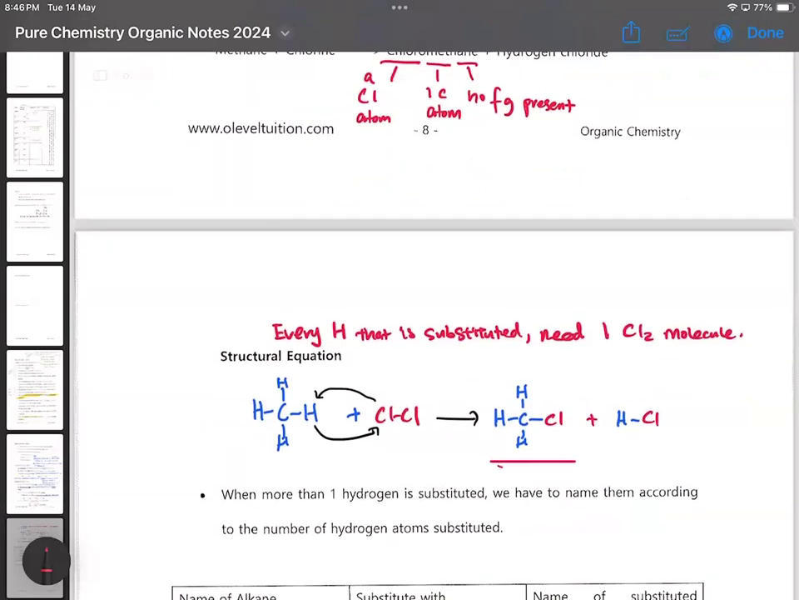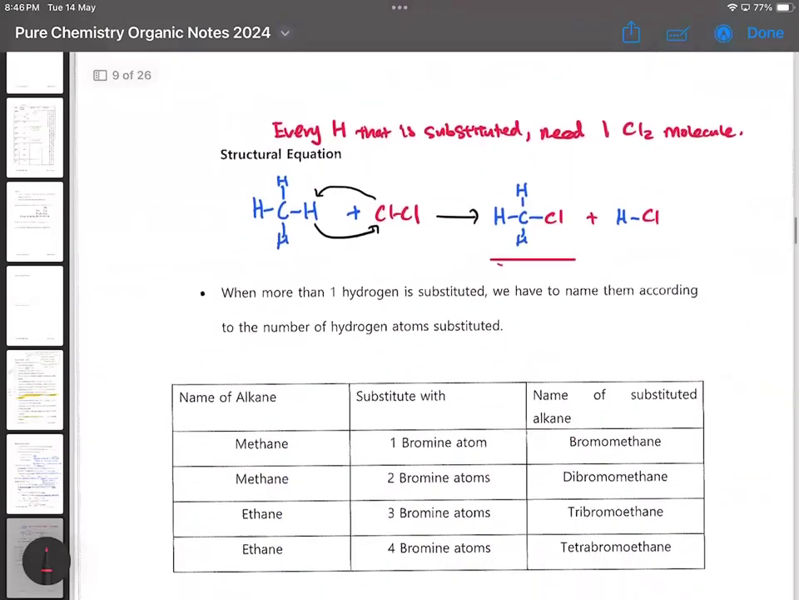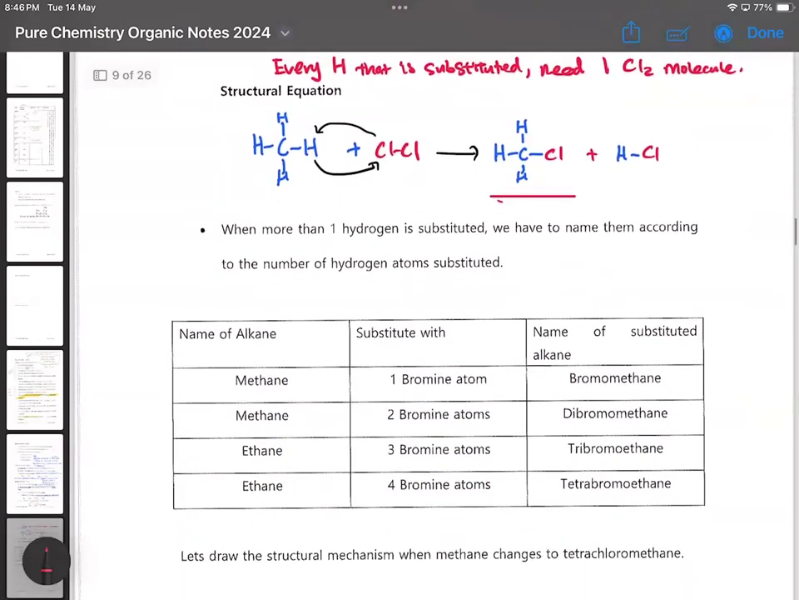So where more than one hydrogen is substituted, we have to change the name accordingly. So you can see from here, I use bromine, and depending on how many you have, if you have two, we call it di. You have three, we call it tri. You have four, we call it tetra. Just like your tetrachloromethane, that tetra, meaning four.